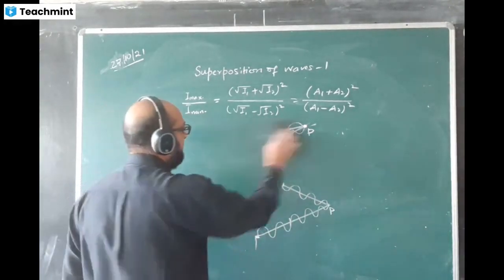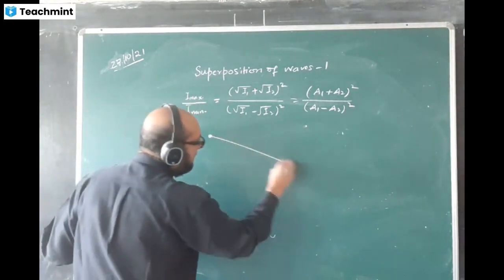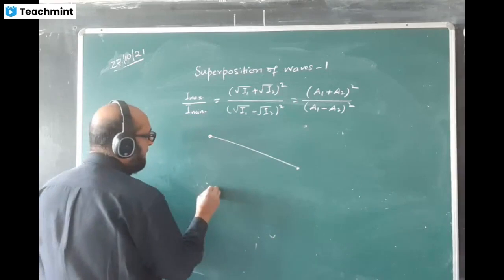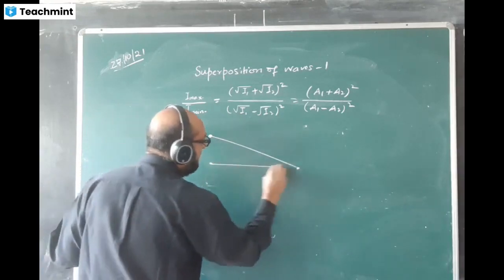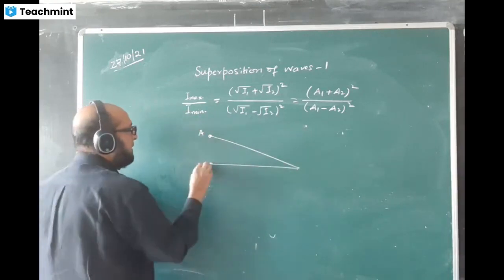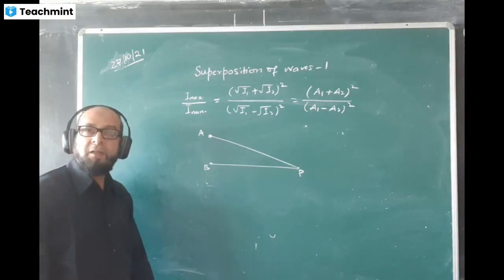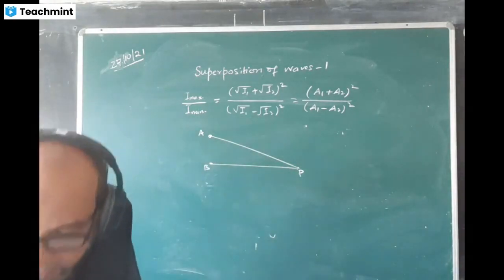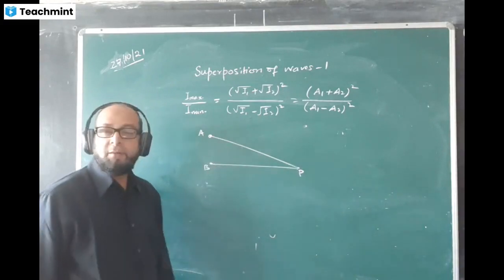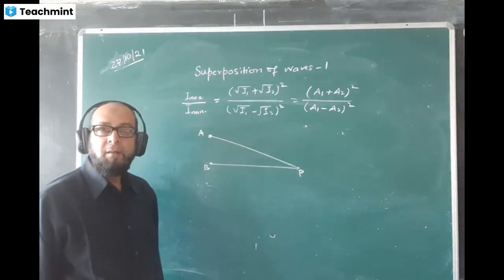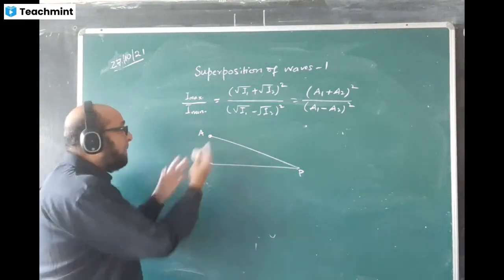Similarly, if one wave is coming here and the other one is coming here like this. Other one is coming this way. This is A, this is B, and this is the point P. Which line or which wave is traveling a longer distance? AP or BP? Which one? AP. How much longer, we check.